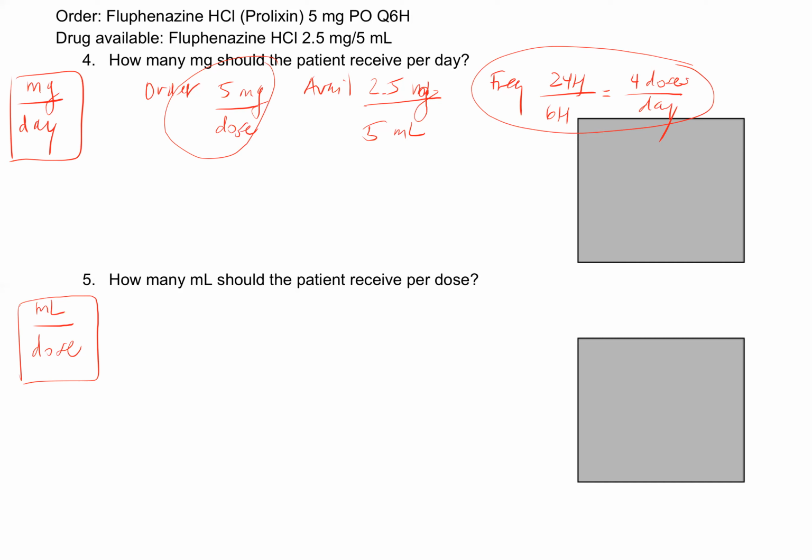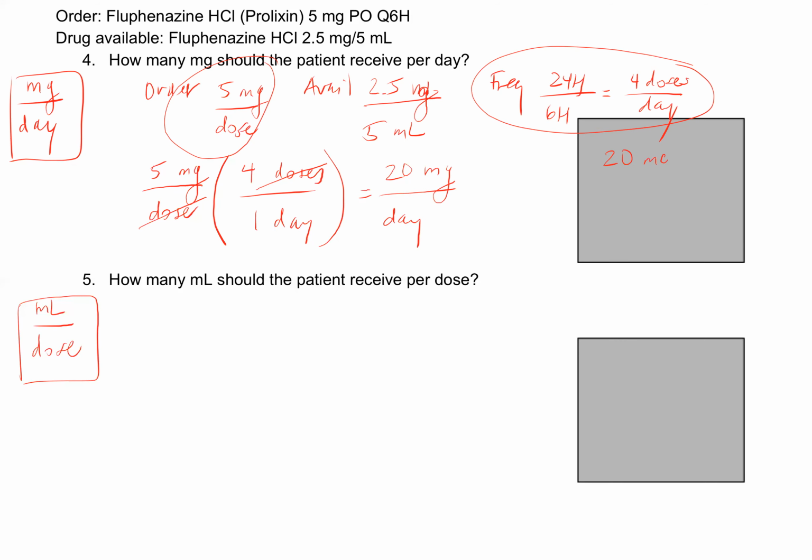So setting this up, you're going to have 5 milligrams per dose, and you want to go ahead and cancel out the dose units. So you want 4 doses in the numerator, 1 day in the denominator. Dose units cancel, and you get 20 milligrams per day. Final answer for number 4.